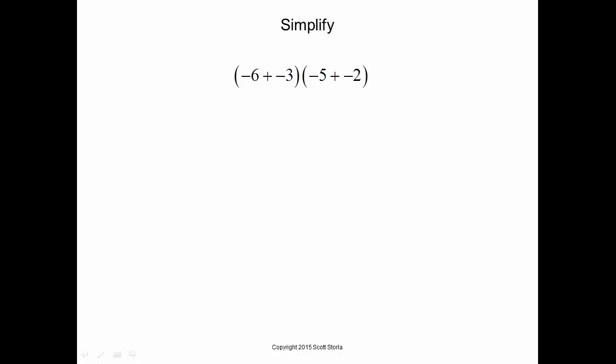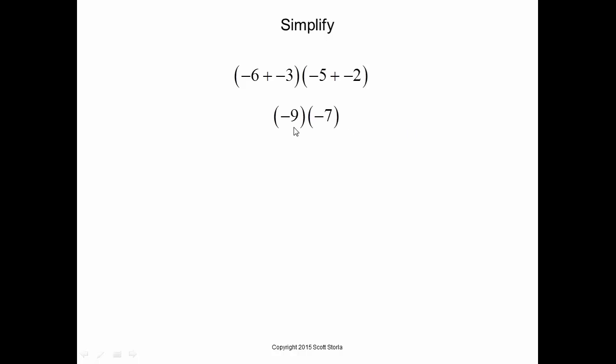Here's another one. In this problem, we have 1, 2, 3 operators. Starting in the first set of parentheses, I'm adding. Signs are the same. I add the absolute values to get 9, and I keep the common sign for a negative 9. In the second set, I'm again adding, and signs are the same. So I'll add the absolute values and get 7, and keep the common sign, and I'll have negative 7.